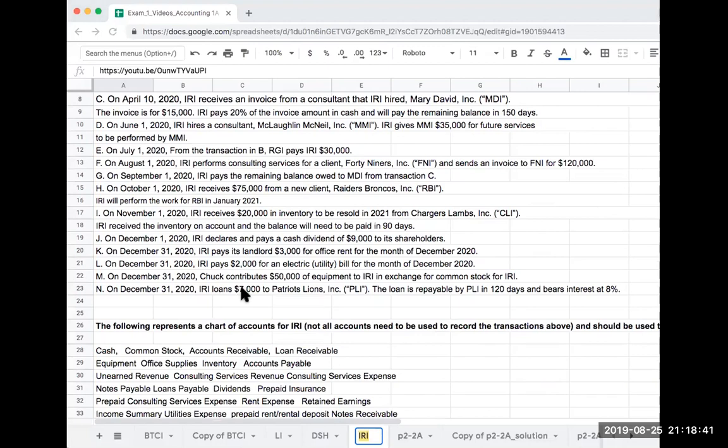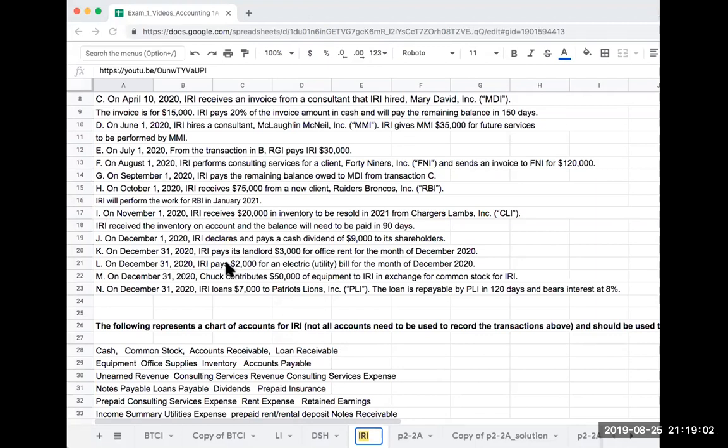You're then going to have to post them into the T accounts, make an unadjusted trial balance. Then you're going to go through, do the income statement, statement of retained earnings. You're going to close out the temporary accounts to retained earnings. And then you're going to make a post-closing trial balance, and then you're going to do a balance sheet.